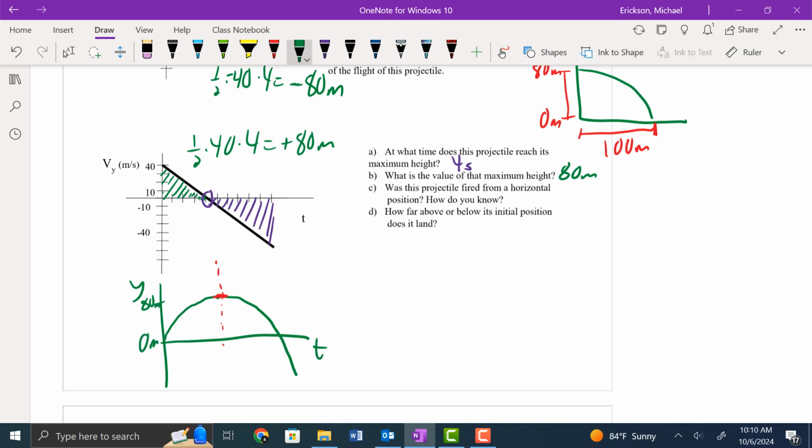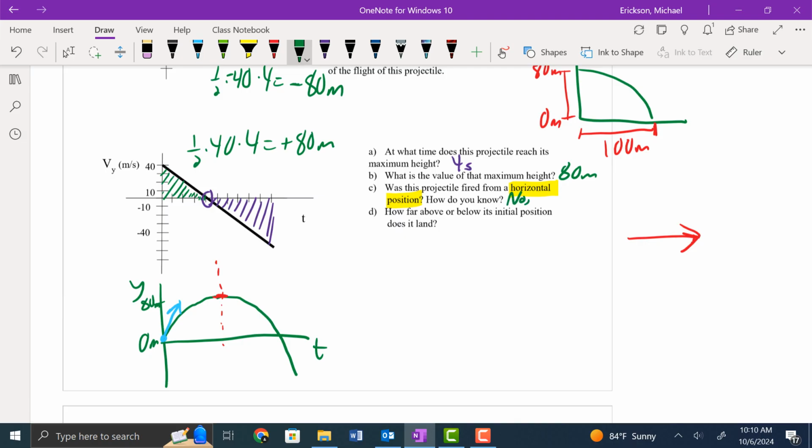Then they ask, was this projectile fired from a horizontal position? How do you know? So that's like a term, fired from a horizontal position. What they mean is, did they throw the rock or whatever, fire this projectile this way? And let's go back to our drawing that I made. And this is how they threw it. So that arrow does not line up with this arrow. So the answer would be no.